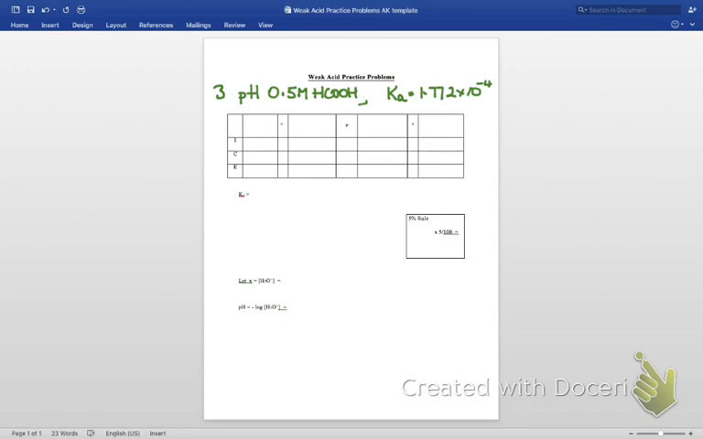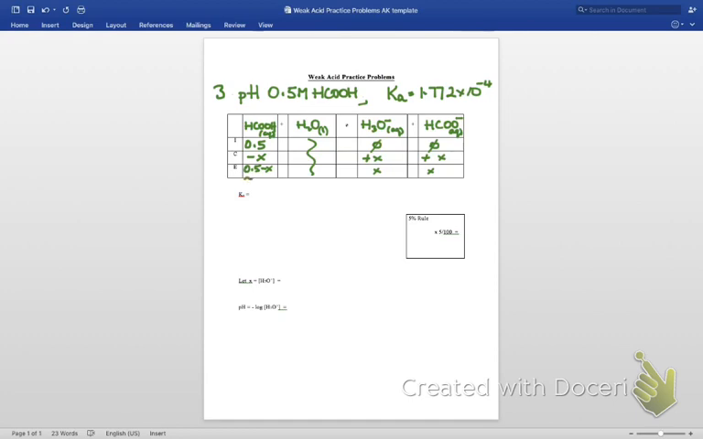So, setting up the ICE box again, HCOOH (aq) plus H2O (liquid) will give us H3O+ (aq) plus HCOO- (aq). The original concentration of the formic acid is 0.5. Again, don't worry about the water, and 0 and 0 for the ions. The change in the acid will be minus X, which will give us plus X and plus X for the product ions. So equilibrium concentrations, 0.5 minus X, X, and X.